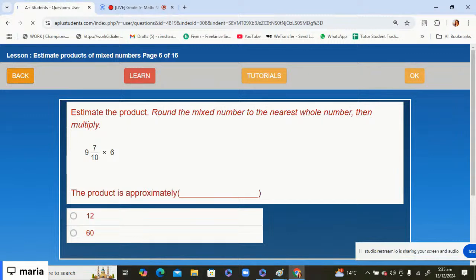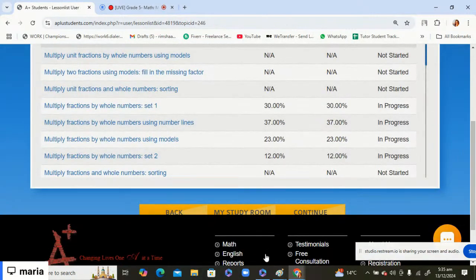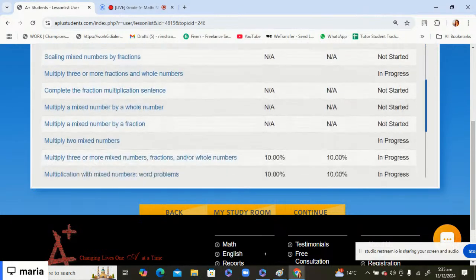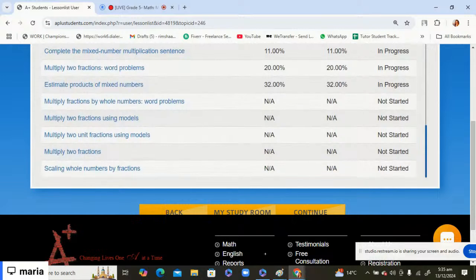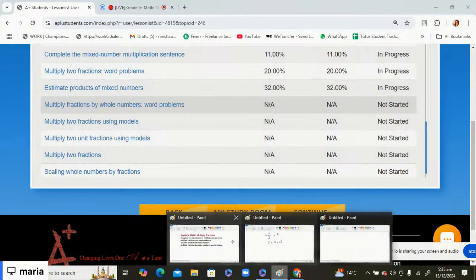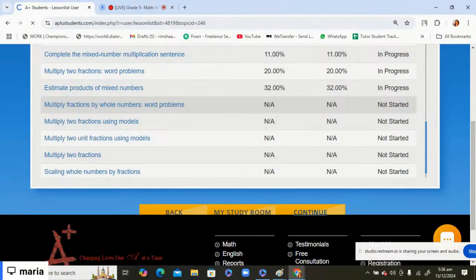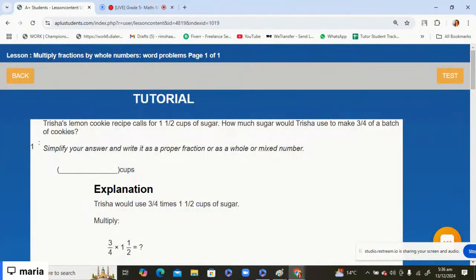Now let's discuss the last lesson of the day. So we have covered the first three lessons, these three. Now let's move to that one. Multiply the fraction by whole number word problems. Is that the fourth lesson? Yeah. So here is a whole number. So we are going to multiply with the mixed number with that. Okay.